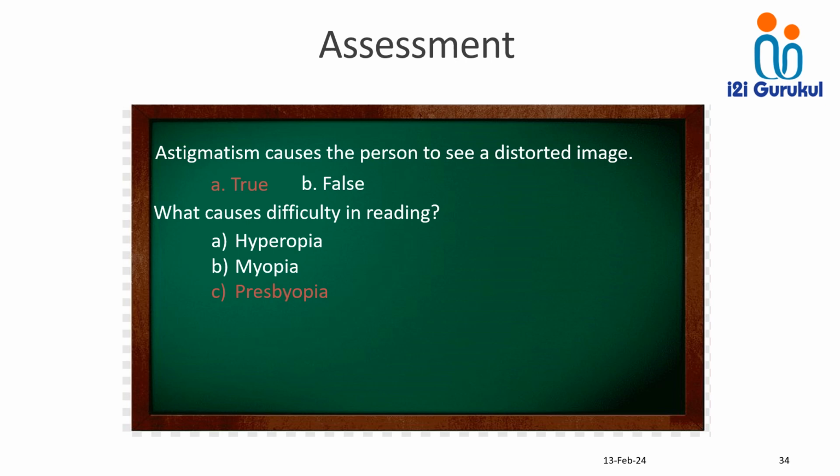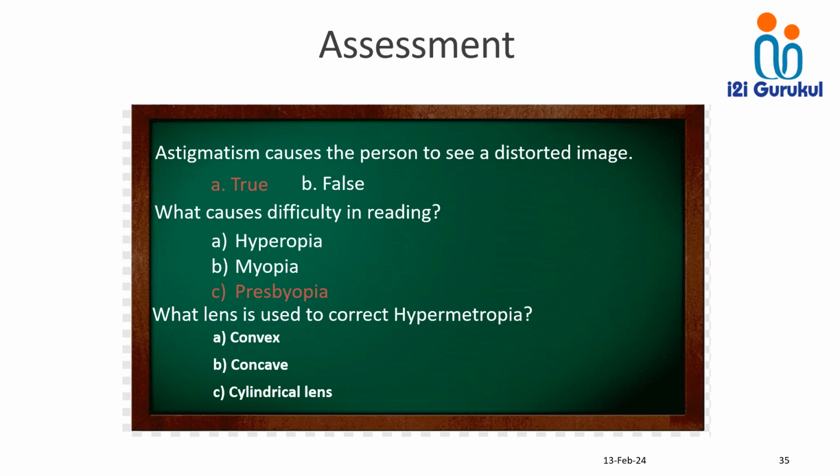Moving towards the next question: what is the lens used to correct hypermetropia? The options are convex lens, concave lens and cylindrical lens. These are the types of spectacle lenses. Which lens is used to correct hypermetropia? As you know, the correct answer is the convex lens.